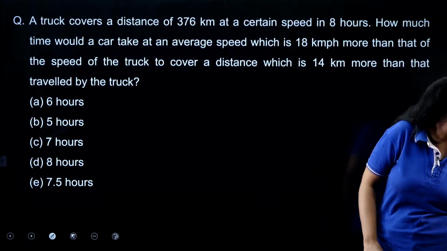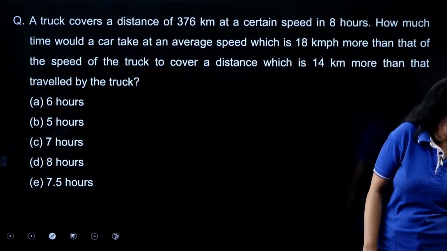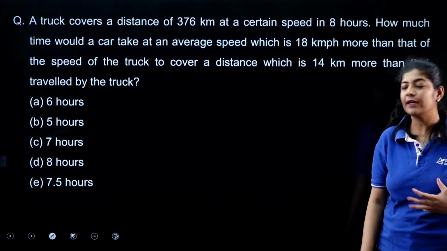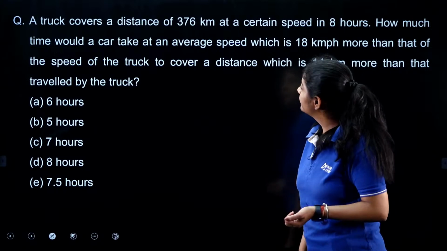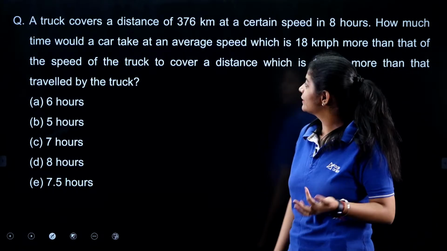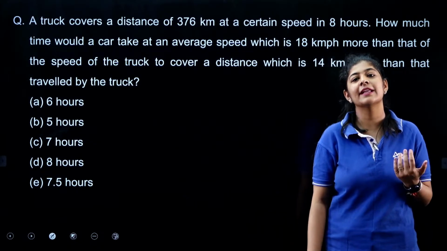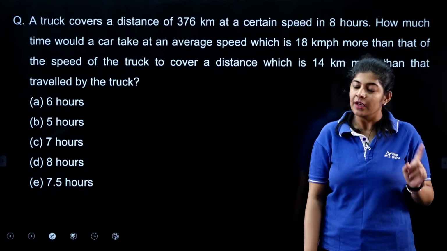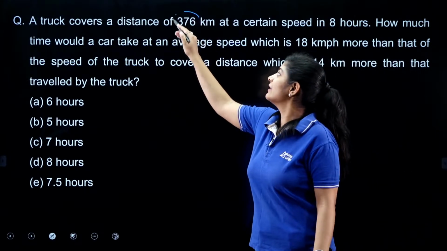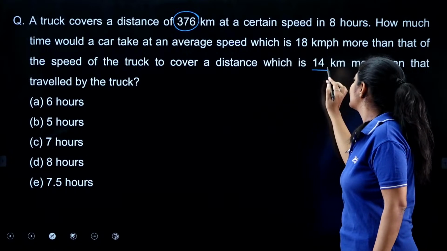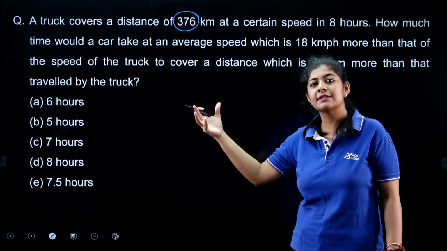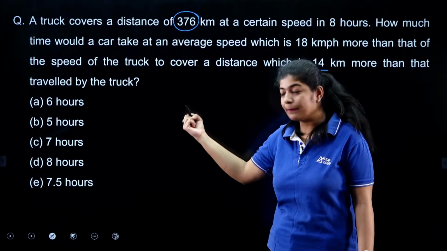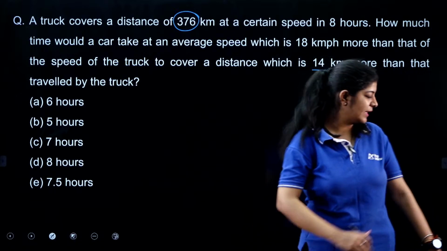It's very simple. First we need to find out the speed of the truck, and with the help of that we calculate the speed of the car. As we already have the distance, just add this particular value, so you will get the new distance, and divide it by the speed and you will get your time period. So what answer are you getting?